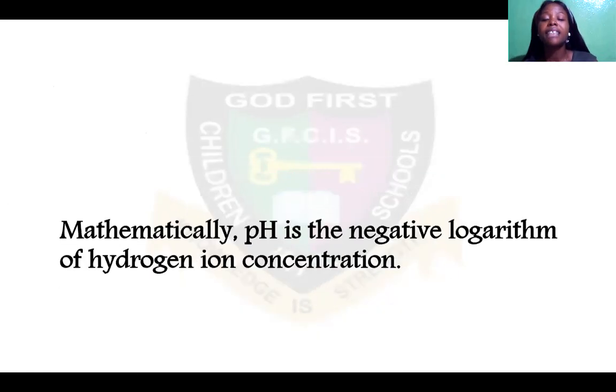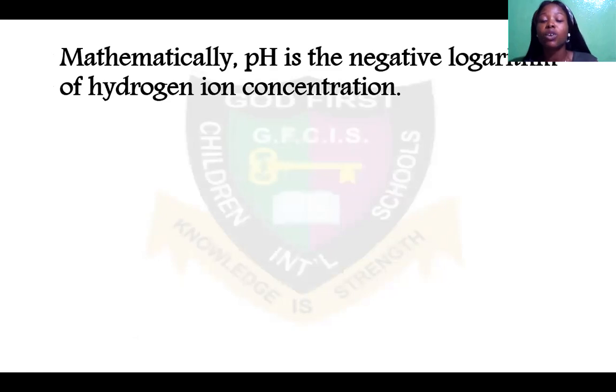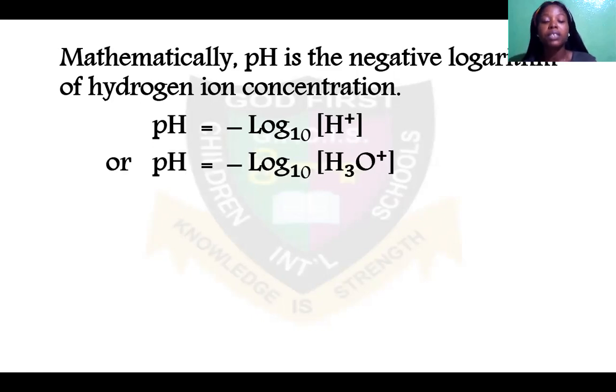Now let's look at the mathematical representation of pH. pH is mathematically the negative logarithm of hydrogen ion concentration. So it means that pH is equal to minus log [H+]. It can also mean pH is equal to minus log hydronium ion concentration.